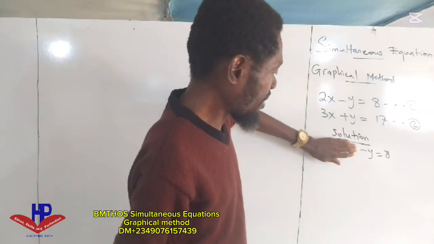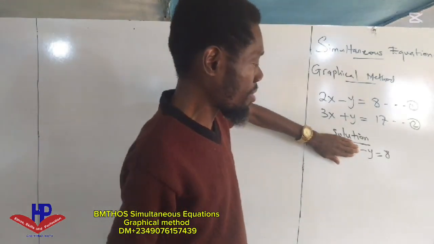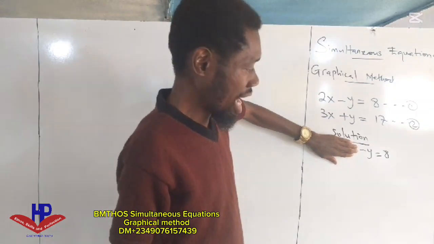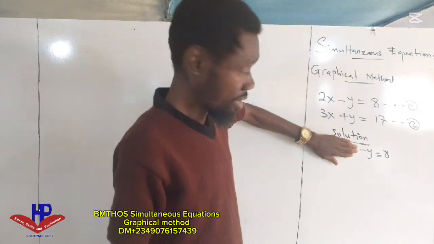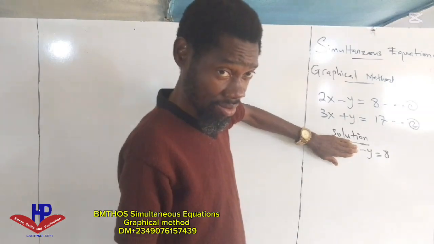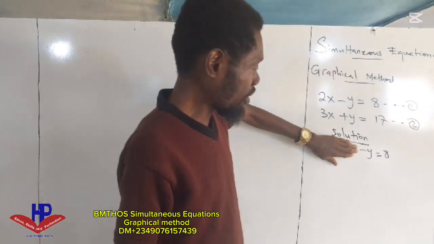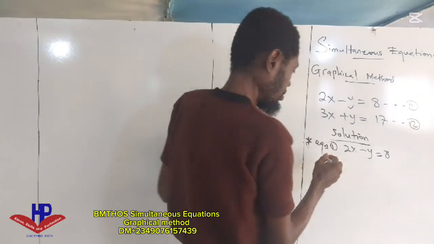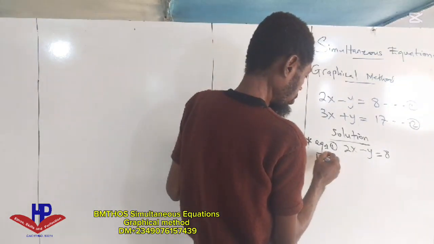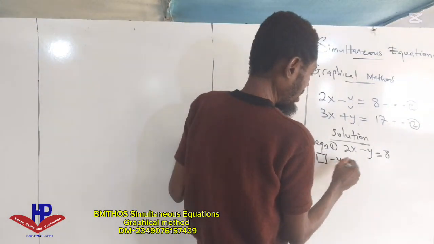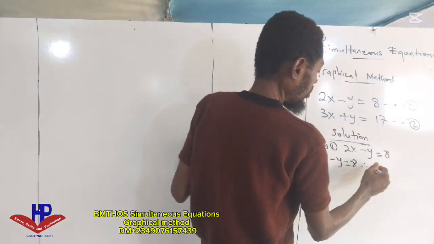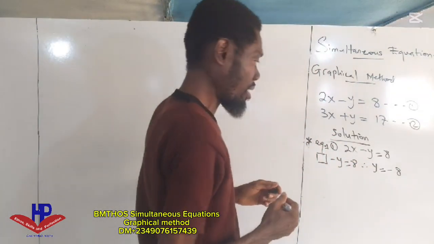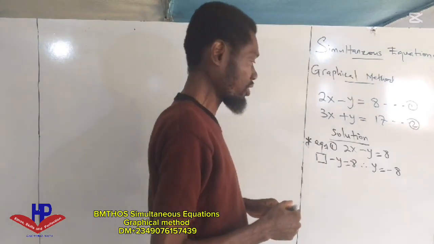If I close this part of the equation, this figure, this number, this variable, what you see there is minus y is equal to 8. That's what we have on the board there. So I should be writing it in this form: 2x is closed, minus y is equal to 8. Therefore, y is equal to minus 8. So the coordinate of y is minus 8.